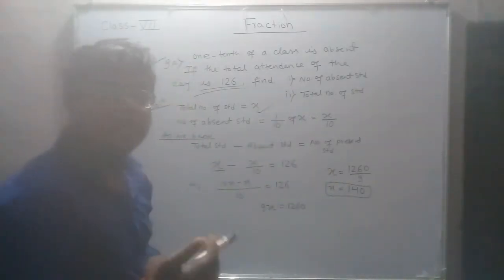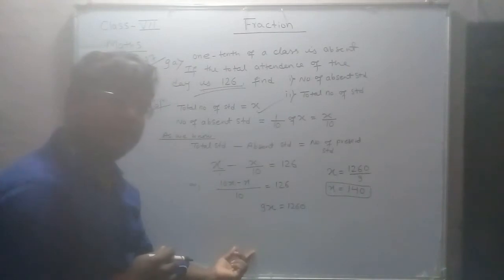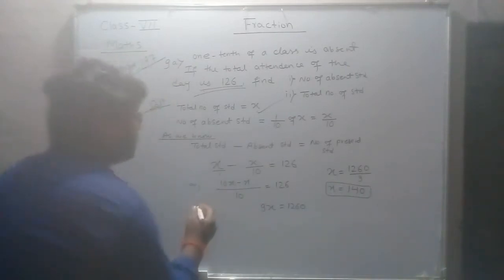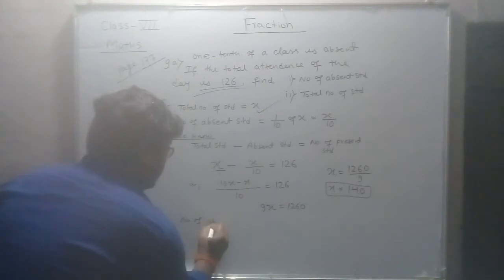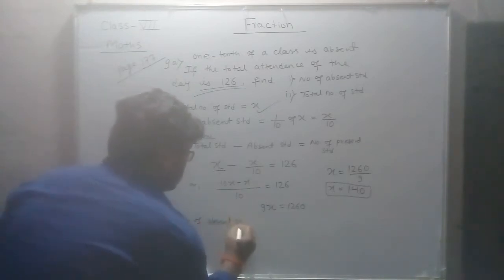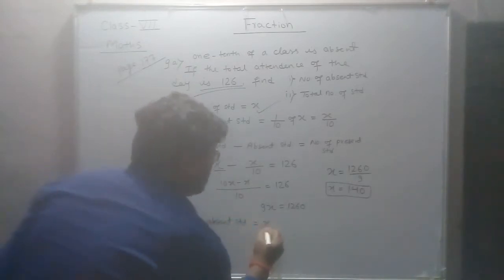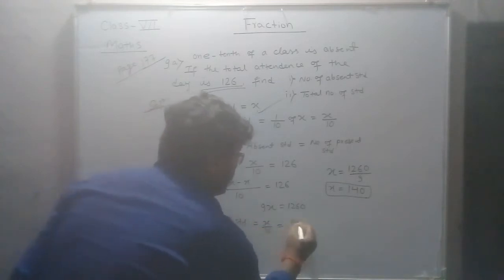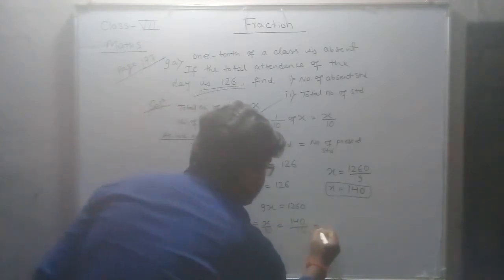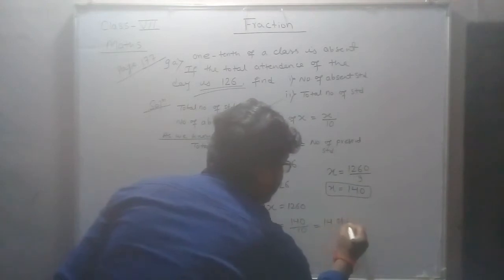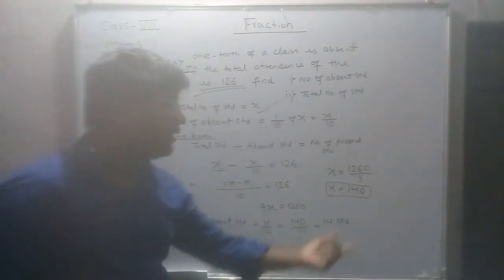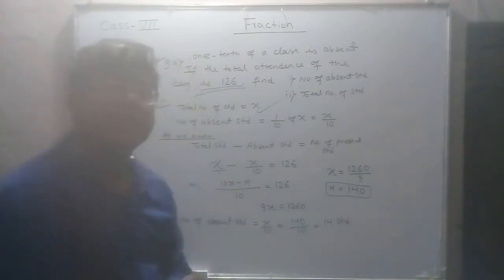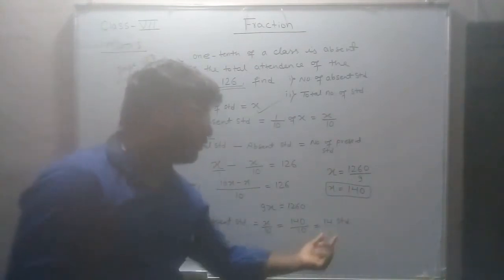And to find the number of absent students, please solve it. The number of absent students is x upon 10, that is 140 upon 10, that is 14 students. So in that class there are altogether 140 students and the number of absent students is 14.